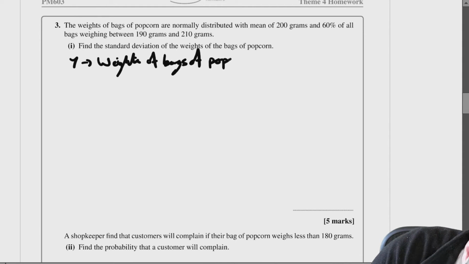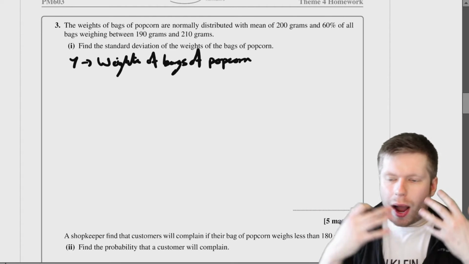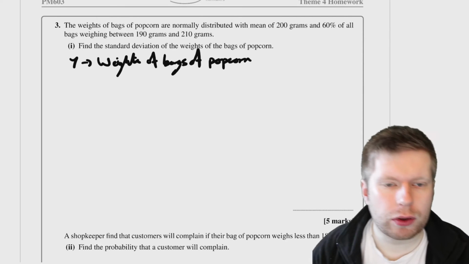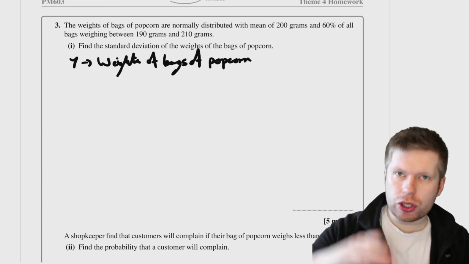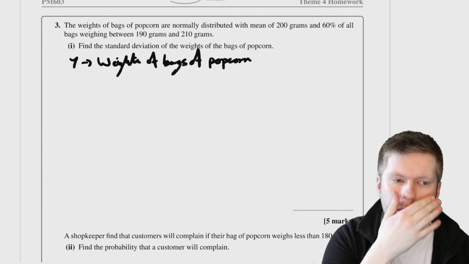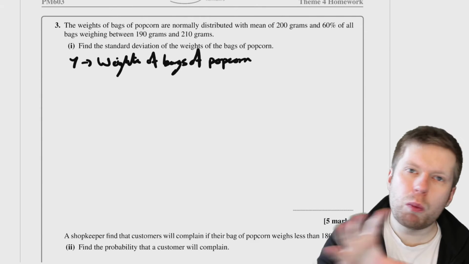Now, if you are going to represent your random variable by a letter, always write down what that random variable is. It will help you. I know we emphasized this in the last video, particularly when we were looking at the Poisson distribution, where the rate was defined by what you wrote down. But yeah, just keep it good practice, always write down what that letter means.